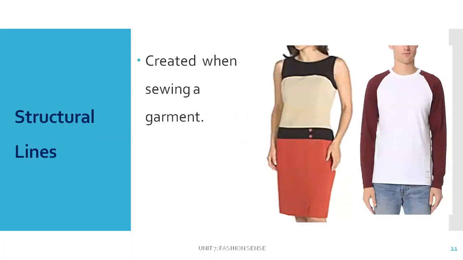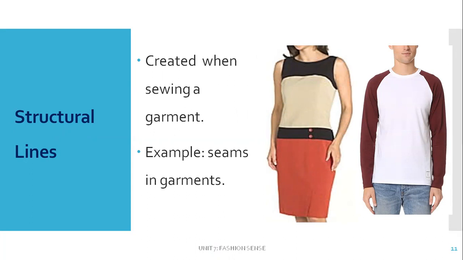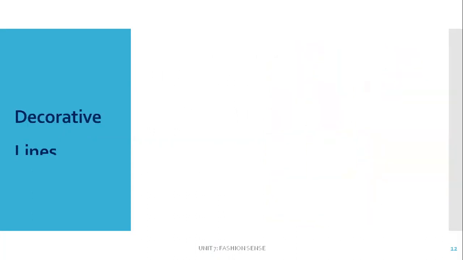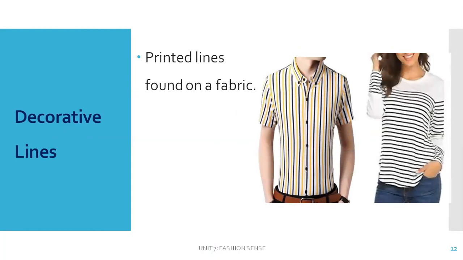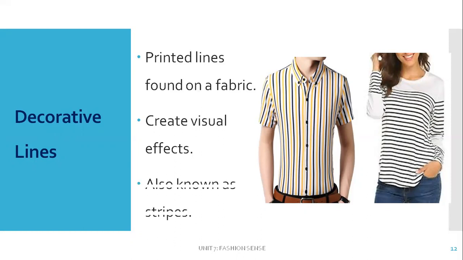Structural lines are created when sewing a garment. Example, seams in garments. Decorative lines are printed lines found on a fabric. Decorative lines create visual effects. They are also known as stripes.